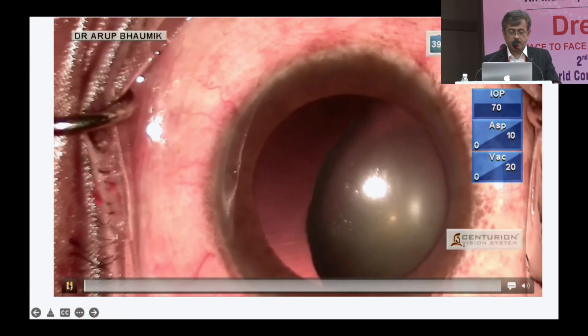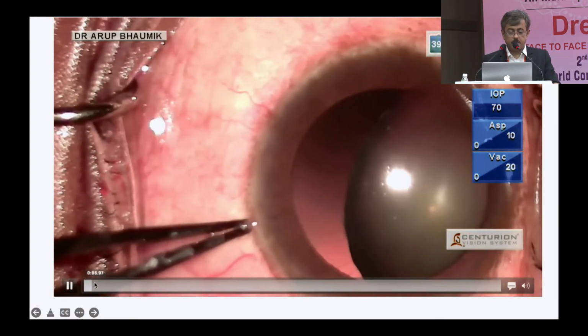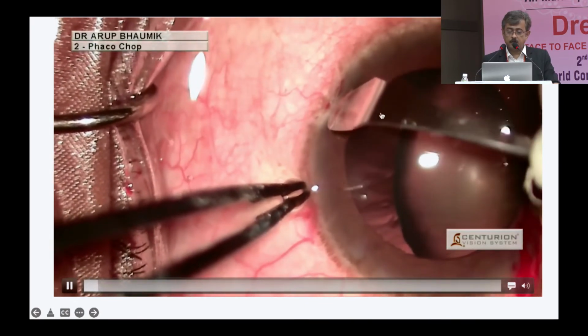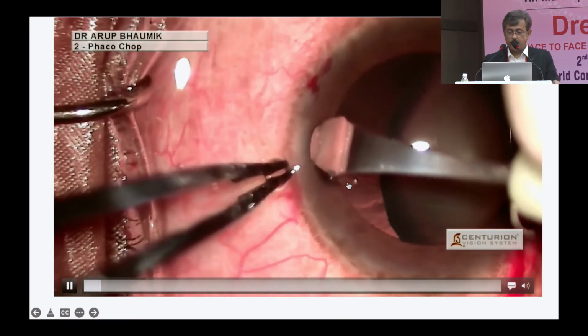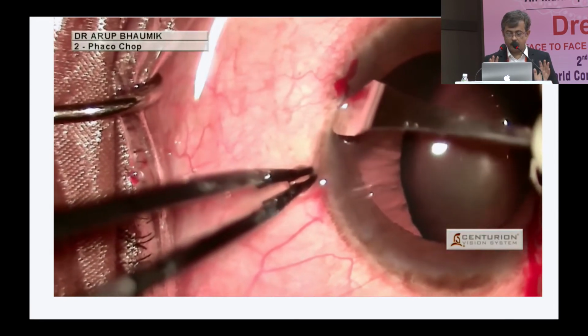This is enough subluxation. I thought it is enough. This is most of the zonule. This is a laxity of zonule as well as the loss of zonule. So, planning how to fix this case with this capsular bag.